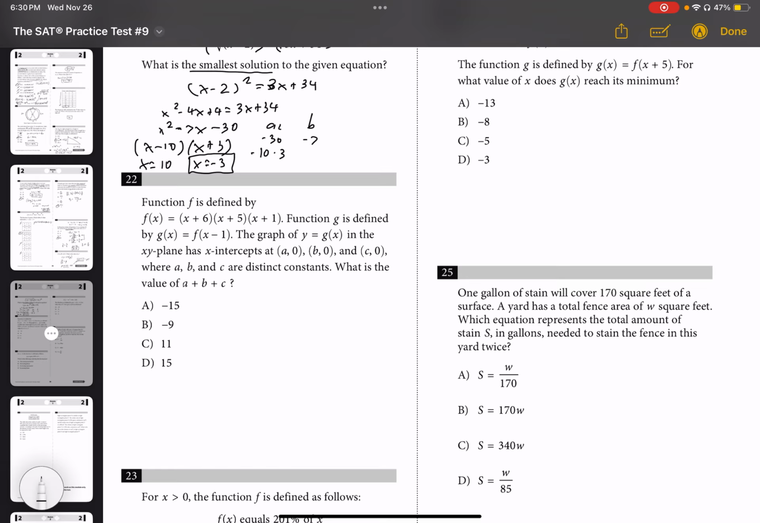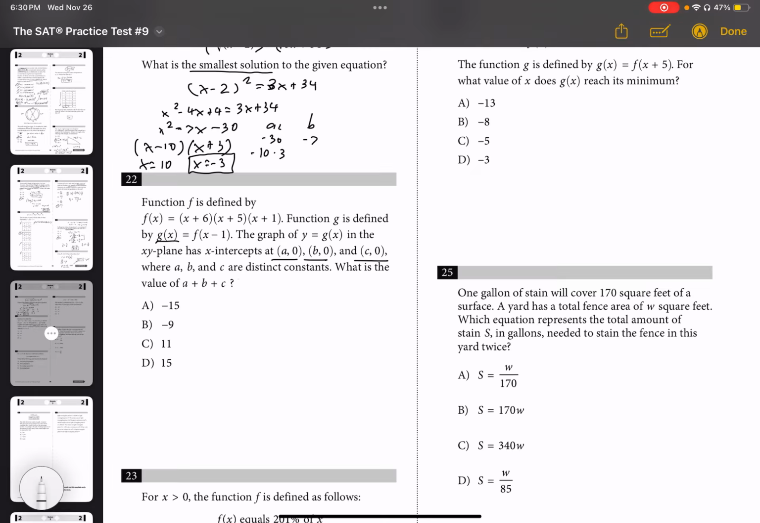Function g is defined by g of x is equal to f of x minus 1. The graph of y equals g of x in the xy-plane has x-intercepts (a, 0), (b, 0), and (c, 0), where a, b, and c are distinct constants. What is the value of a plus b plus c?